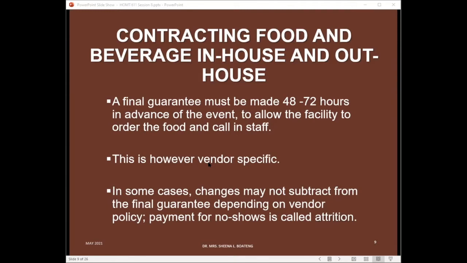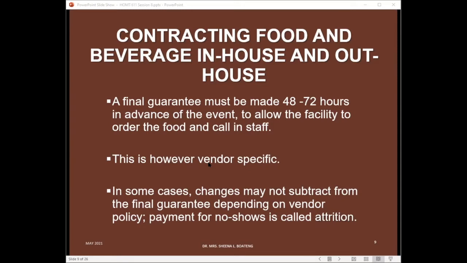Now, depending on the vendor you are dealing with, this time could be extended or reduced. So for some vendors, they'll give you as much as 1 week. Your deadline to give them the final list of guests that are attending will be 1 week to the event, because they want to ensure that they have enough time to source all the raw material and the inputs needed to be able to serve the required menu of food and beverage at your event.